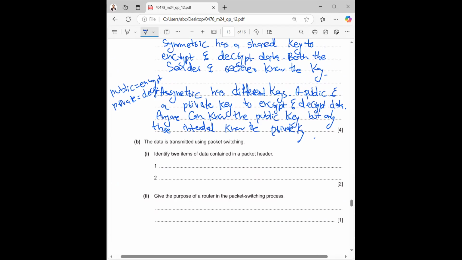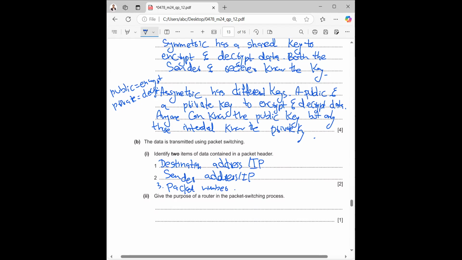So packet header always have your destination address or your IP address, and it has your sender address or sender IP, and it also has your packet number.